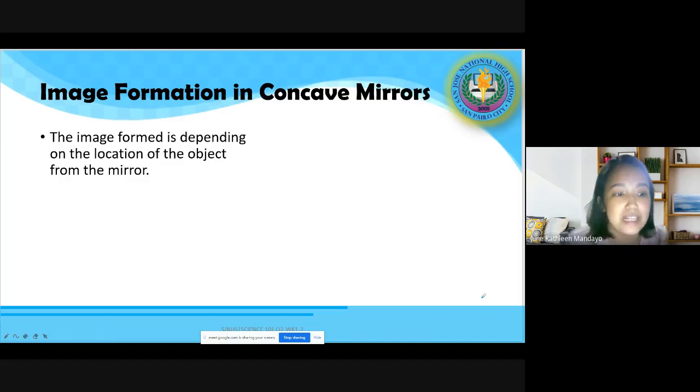That is depending on our location in front of the mirror. So kung malapit ba tayo or malayo tayo sa mirror, magbabago yung ating image. So let us now look at how images are formed. I'll demonstrate technically kung paano natin siya ginagawa. Okay? Although I have also simulations here, but at least you can see how it is done.